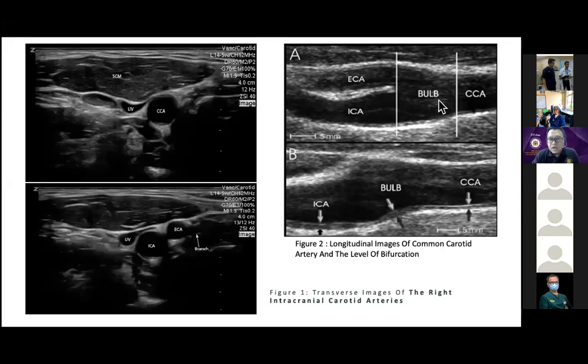They have the higher up branches, which is the circle of Willis. And when we perform the longitudinal view, we might see two important structures. Some people call it the tuning fork view, where you see the ECA at the top and the ICA down here, and we see the carotid bulb. Okay, the carotid bulb is a very important landmark, as well as the CCA proximal to it. And this is another view where we can see the carotid bulb, ICA, as well as the CCA.